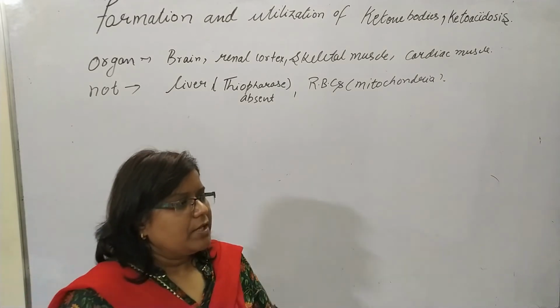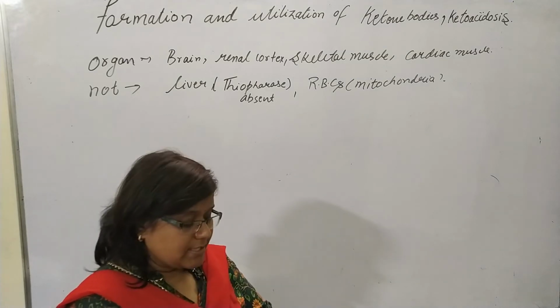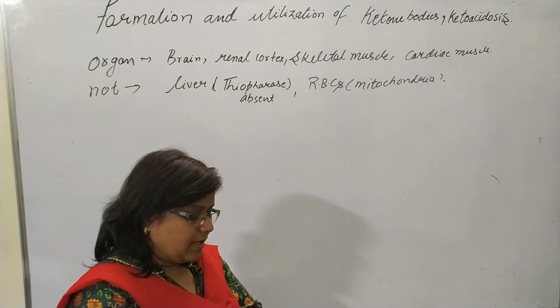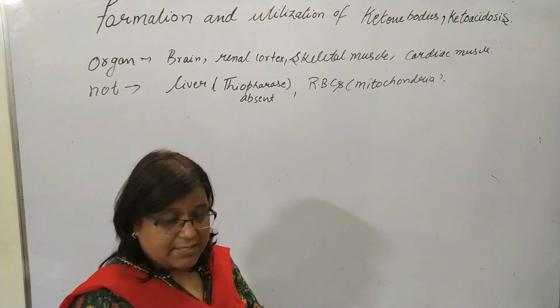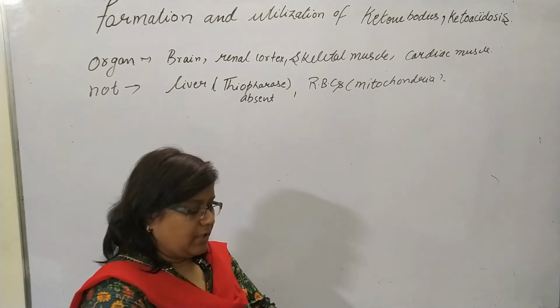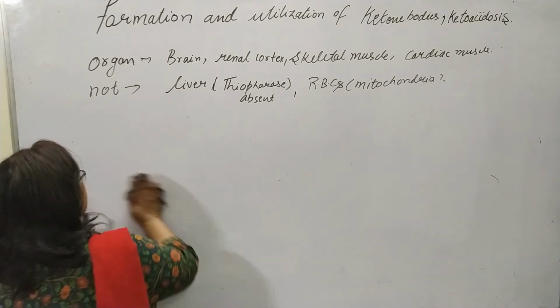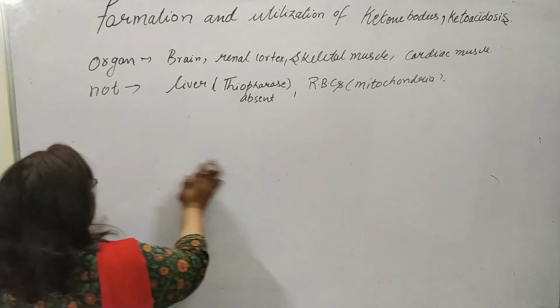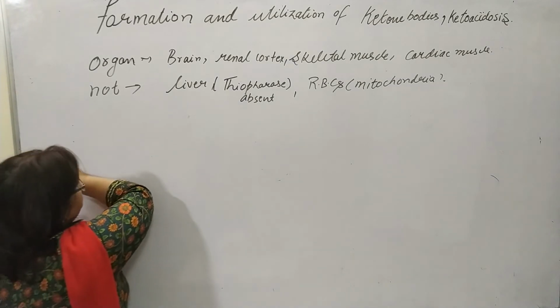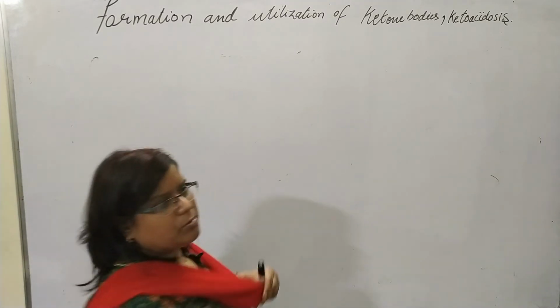Now these are the main sites that utilize them: the brain, renal cortex, and cardiac muscles. Okay, so now we will see the formation of ketone bodies. Just take the screenshot.